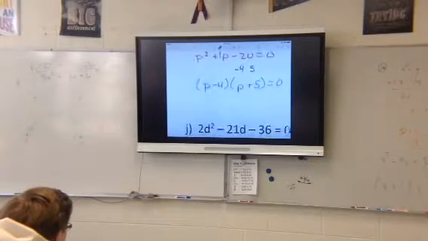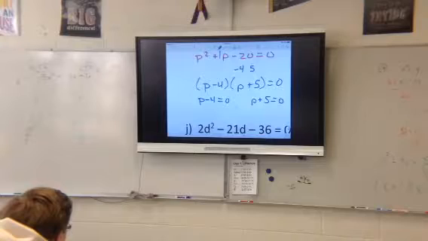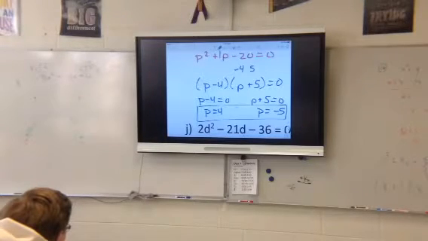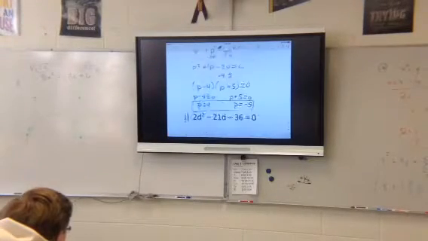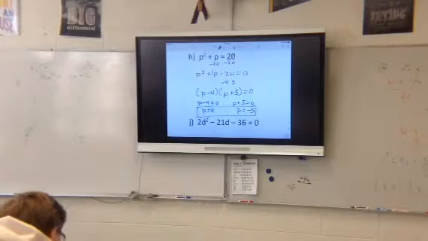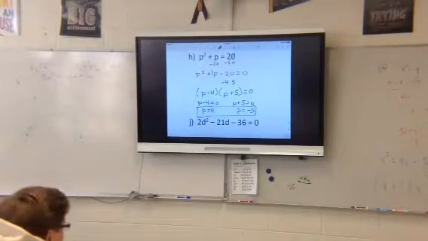So set each part equal to 0. What's your answer on the first one going to be? P equals 4, because you're going to add the 4. What about the second one? P equals negative 5, because you're subtracting it over. If you forget to put the equals 0 after P minus 4 and P plus 5, is that a point off? No, that's just part of the work.